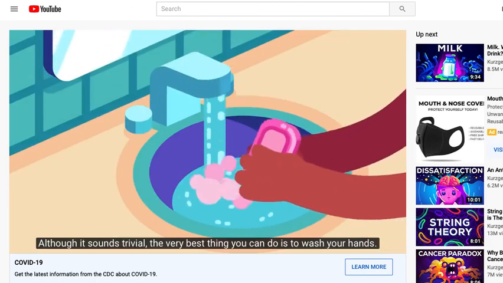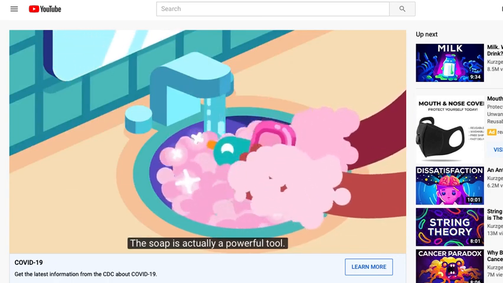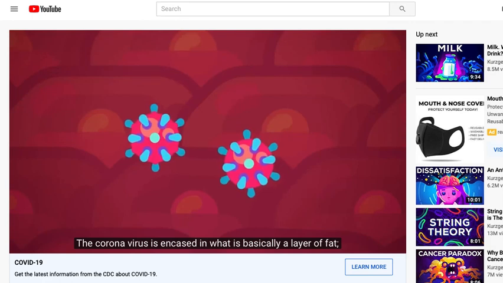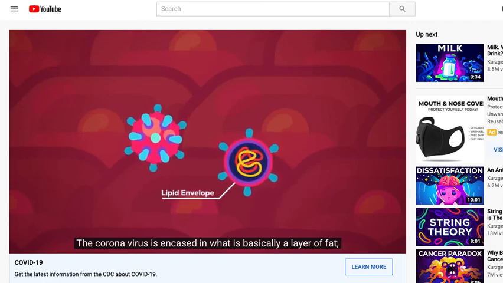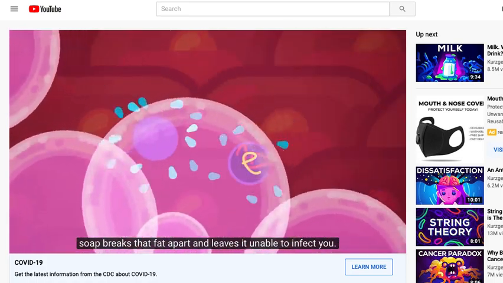Although it sounds trivial, the very best thing you can do is to wash your hands. Soap is actually a powerful tool. The coronavirus is encased in what is basically a layer of fat. Soap breaks that fat apart and leaves it unable to infect you.